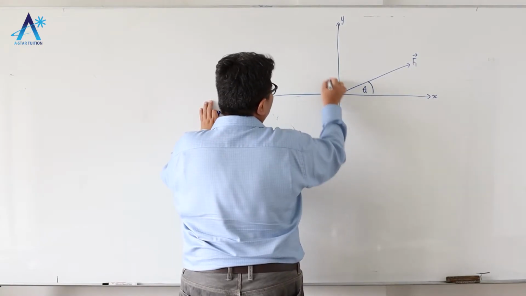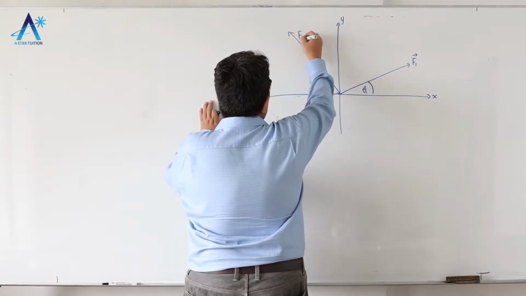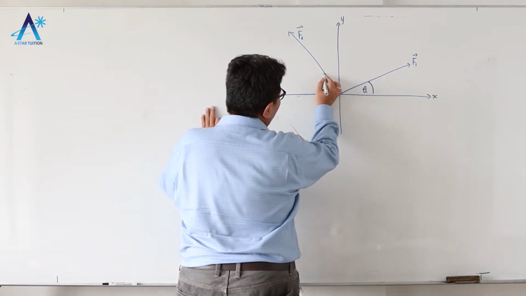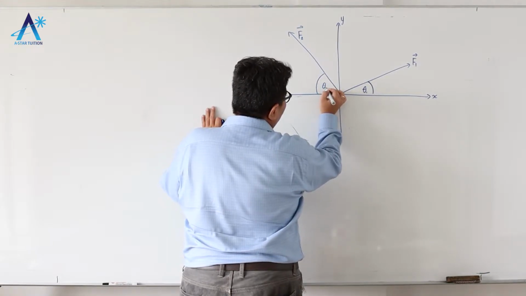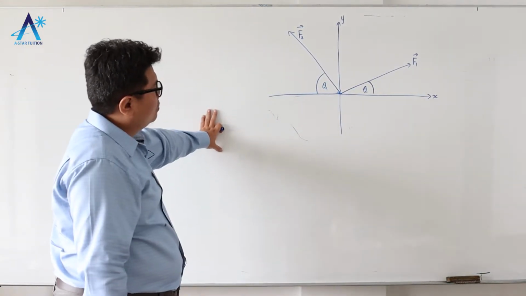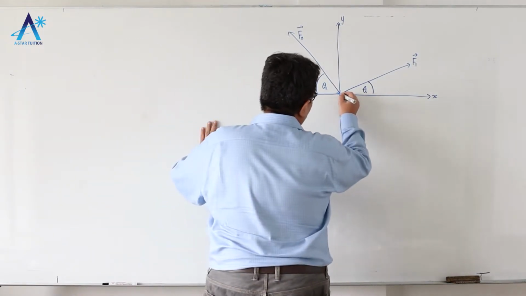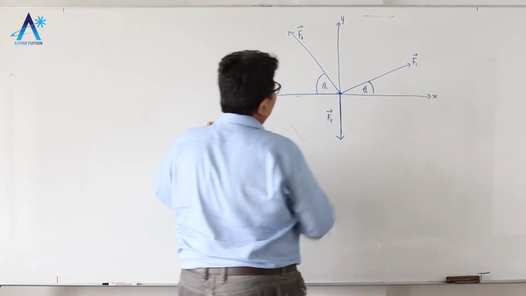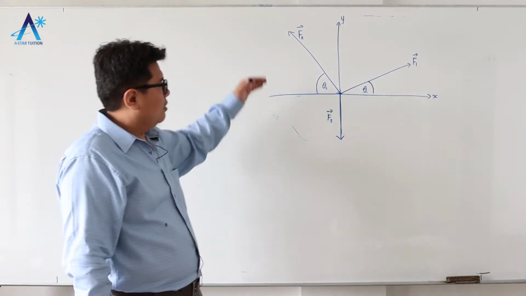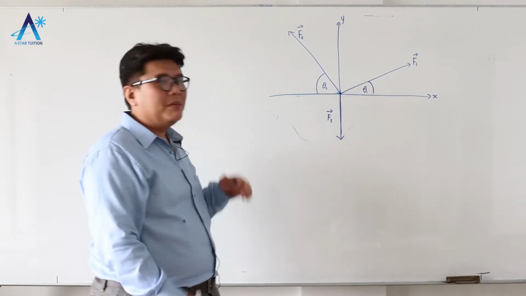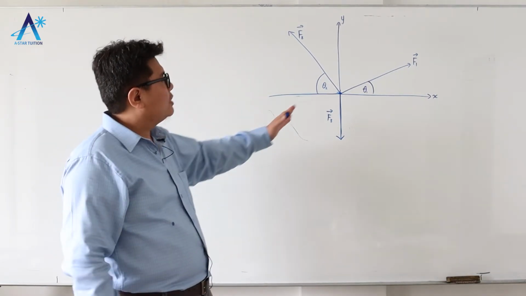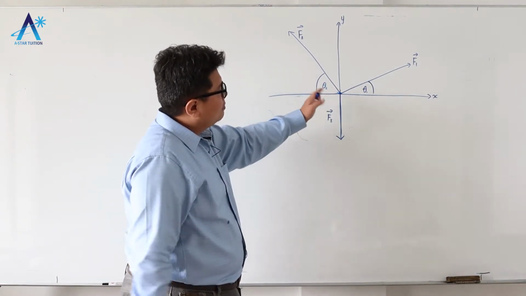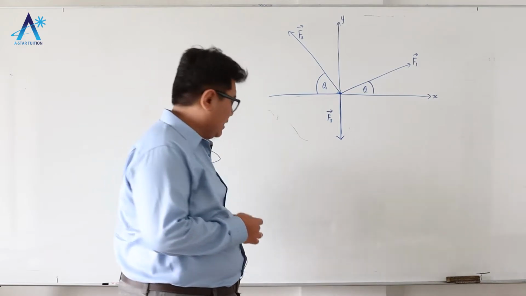F2 is, let's say, this one, and it also forms an angle, but this time with respect to the negative horizontal axis, theta 2. And then you have the third force, let's say this one. This is F3. Now F3 is vertically downward, so there is no angle. Well, the angle is 90 degrees with respect to either the positive or negative horizontal axis.